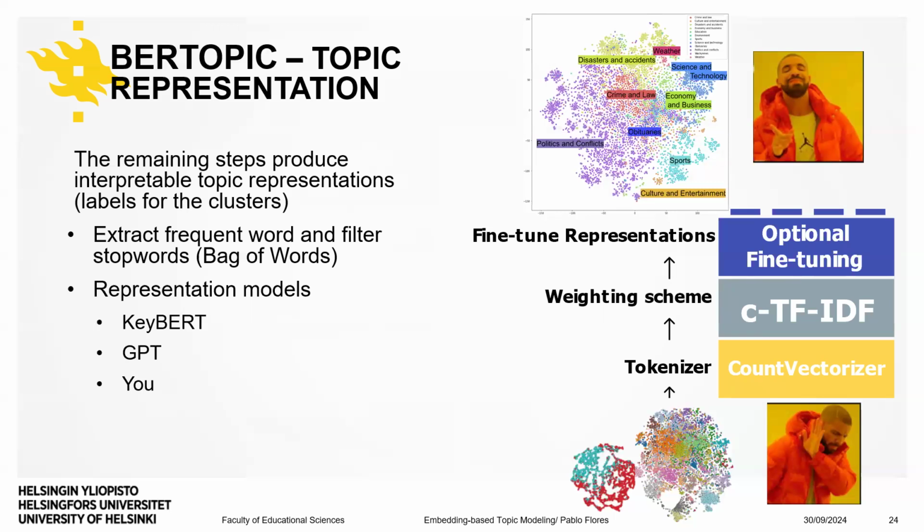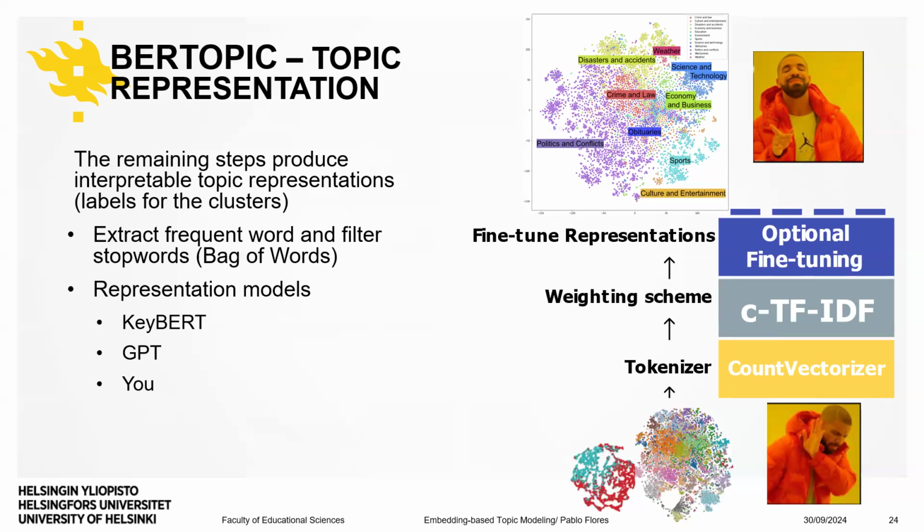One example is KeyBERT, which was made by the BERTopic developer, which basically takes the more frequent words and compares their embeddings to the average embedding of the topic. So if a word embedding is similar to the average embedding of a cluster, then it's more representative, in their logic. You can also use GPT.